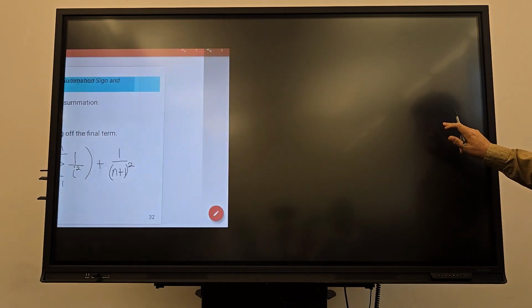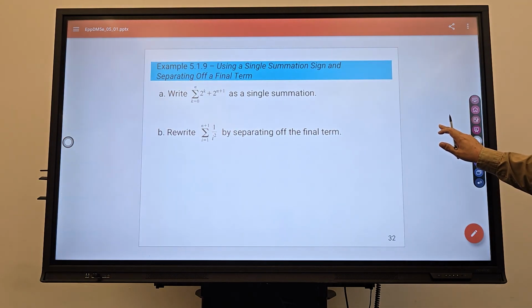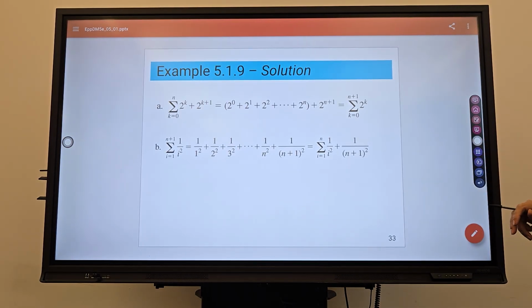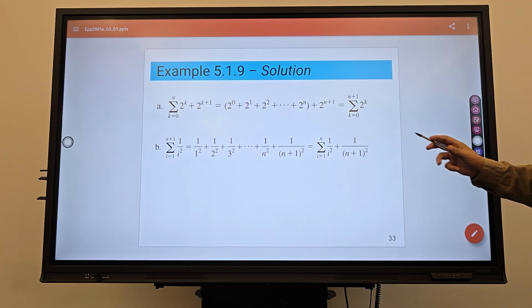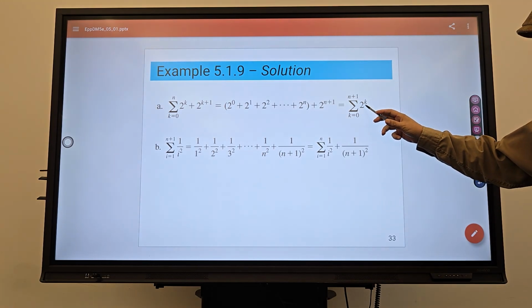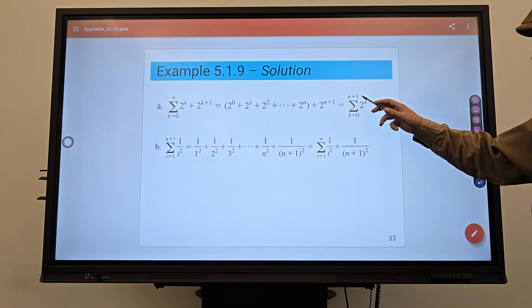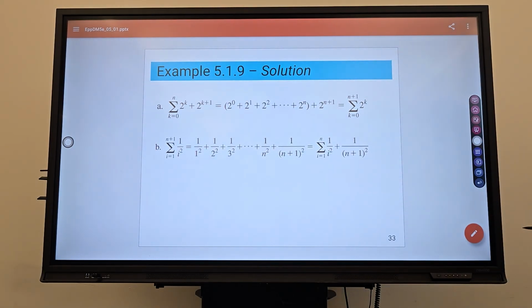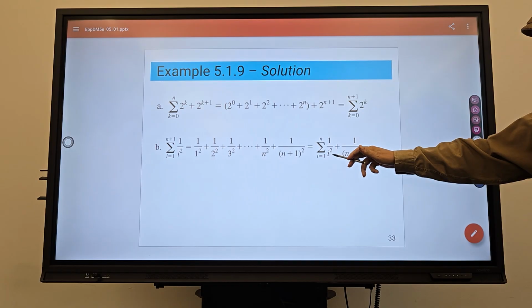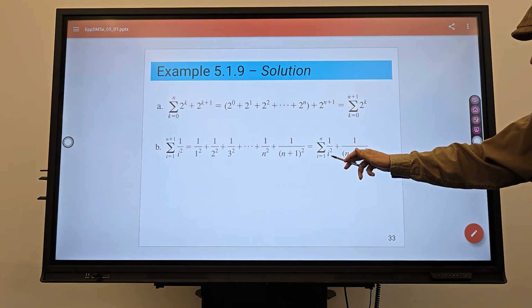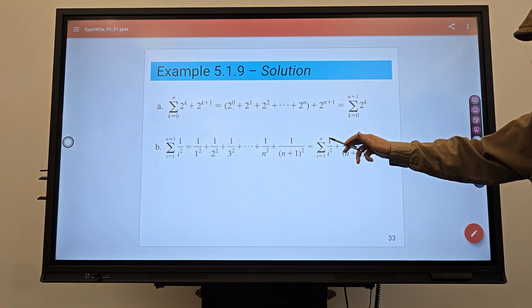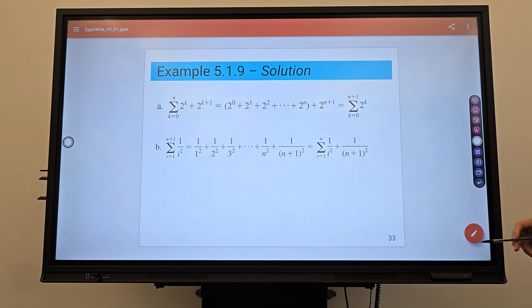So it would be, like I said, the summation of 2 to the k from 0 to n, plus 2 to the n plus 1, and the summation of 1 over i squared from i equals 1 to n, plus 1 over n plus 1 squared.